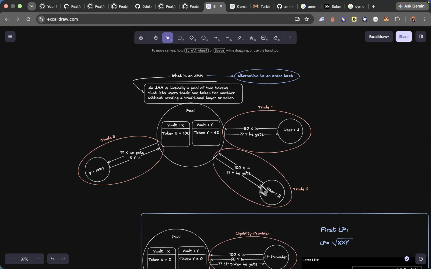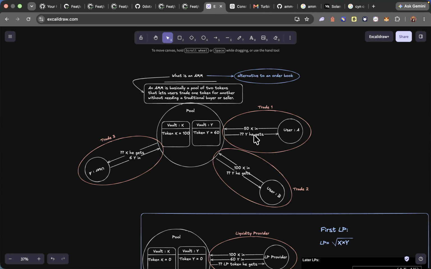And for trade 2, if you notice, right now vault X has 100 X tokens and vault Y has 60 Y tokens in trade 1. In trade 2, there will be less Y token and more X token. So in this situation, this user will probably get even fewer Y tokens in return for X tokens. Why? Because in our pool, the supply and demand has changed. The supply of X has been increased and the supply of Y has been decreased.